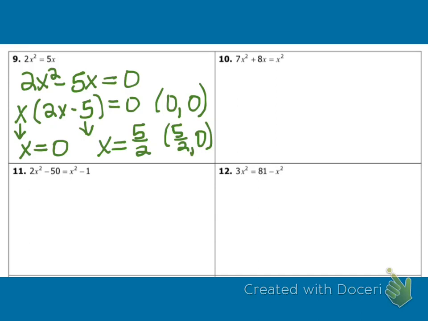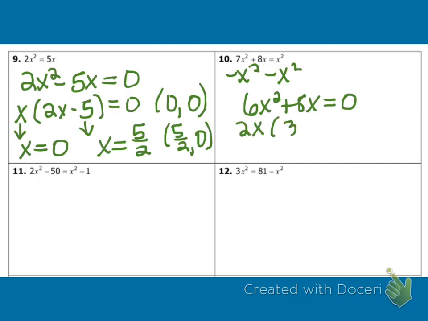So number 10, we've got this x squared all by itself on the right-hand side. So if we bring it over, we'd have to subtract it. And that would leave us with 6x squared plus 8x equals 0. And again, a really easy way to solve, just taking out our GCF, which is 2x. And that leaves us with 3x plus 4.